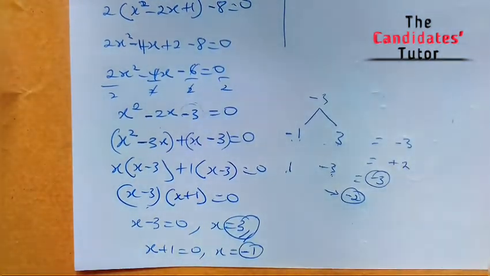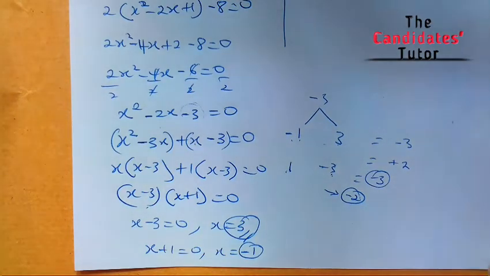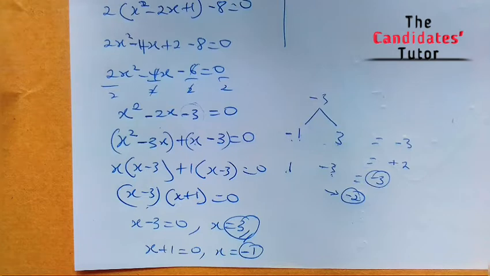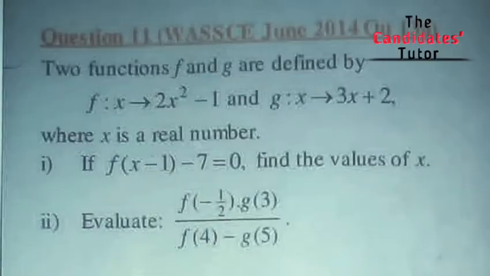So the values of x as demanded in question 1, we are going to get x is such that x is equal to 3 or x is equal to negative 1. I hope that's clear. So let's move on to the second question. The second question said we should solve for this: f of negative 1/2 multiplied by j of 3 all over f of 4 minus j of 5.